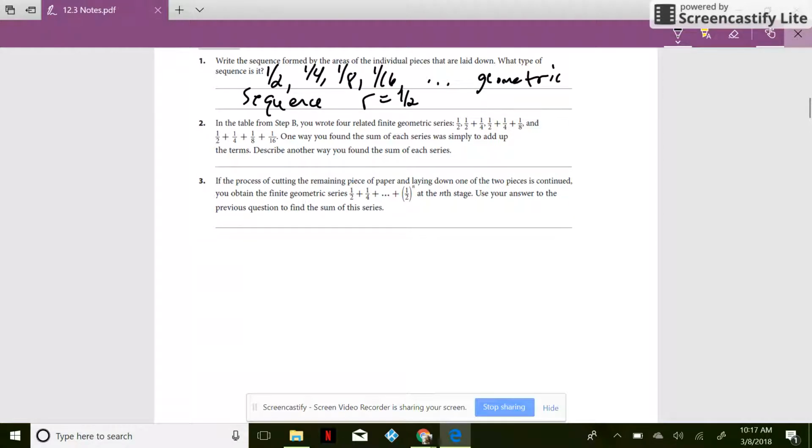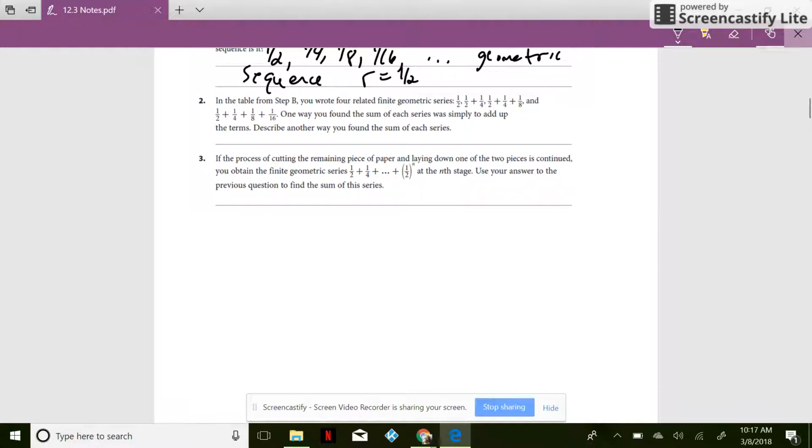In the table from step B, you wrote 4 related finite geometric series: 1/2, 1/2 plus 1/4, 1/2 plus 1/4 plus 1/8, and so on. The one way we found the sum of each series was simply to add the terms. Described the other way, we subtracted the last term of the series from 1. A lot easier method of doing it.